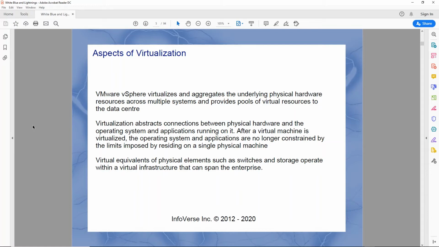The virtualization acts to abstract the connectivity between the physical hardware and the operating system and any application running on it. So for any application running on a virtualized server, the virtualization part is totally transparent. It just runs as if it owns the hardware, and that's where the concept of managing those resources becomes very, very important.